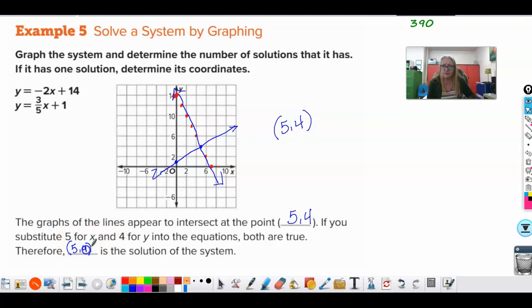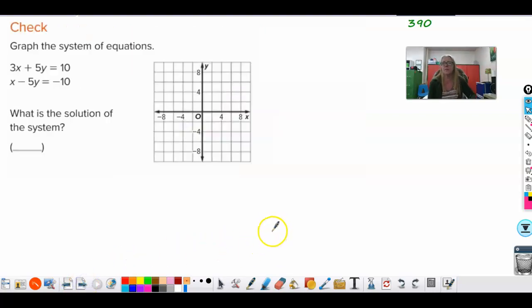And that's how systems of equations work. You will have an xy point that is the solution to those two equations. It's the x and y value that solves both of them.